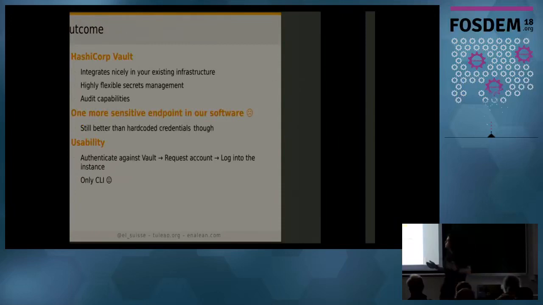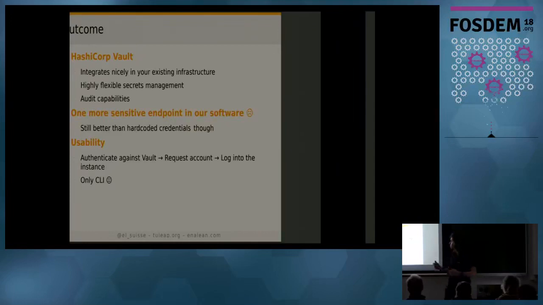So basically, HashiCorp Vault is really nice because you can integrate it with your existing infrastructure really easily. It gives you highly flexible secret management, so you can either use what's built in, or use what you need. And all the audit capabilities and access controls are already built in and really easy to use.